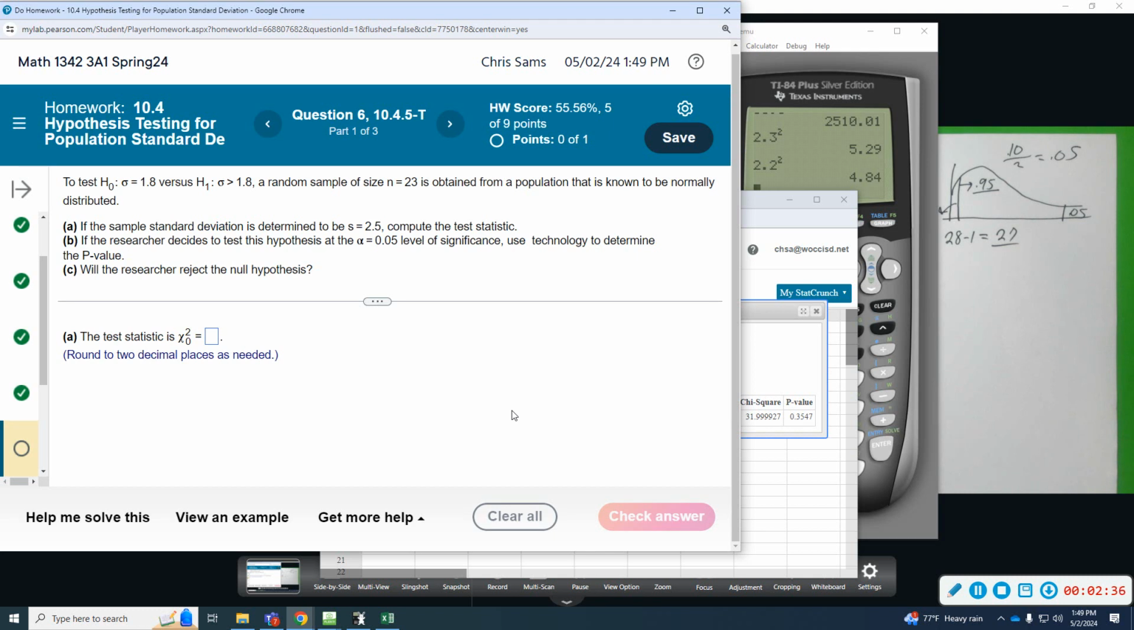There we go. 6. Null sigma 1.8 versus greater than, sample size 23, known to be normal. Sample standard deviation is 2.5. We're going to find the test statistic.